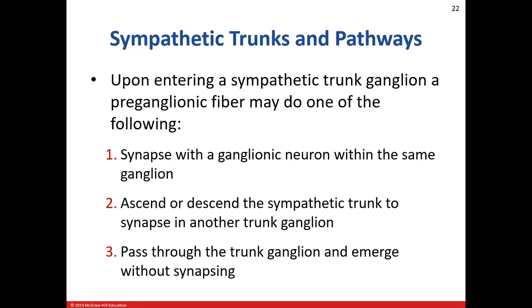Now, normally, the sympathetic pathway has the ganglia very close to the spinal cord. However, there are a few exceptions, in which case the ganglia is located close to the effector. And this more represents the pathway of the parasympathetic pathway.